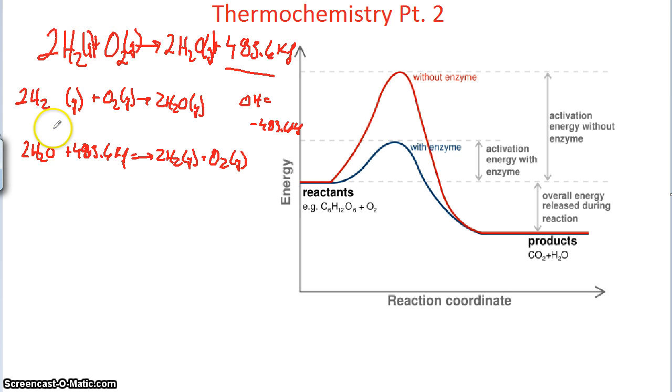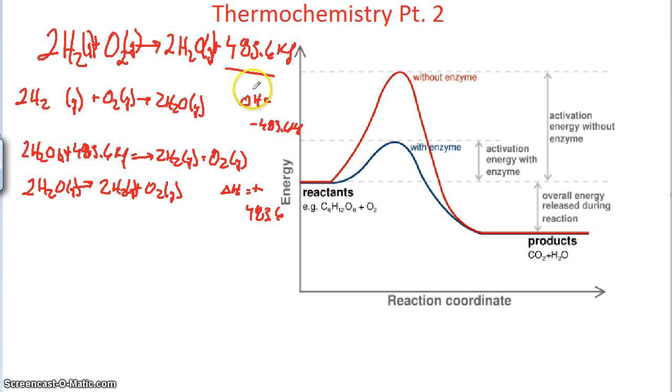Now let me go back to the equation I'm on here. 2H2O plus 483.6 kilojoules produces 2H2 plus O2. If I were to do this in the delta H notation, it's the same equation. I do 2H2O, arrow. I'm sorry, I keep forgetting these states here. This is a gas. This is a gas. Arrow producing 2H2 plus O2, and again, these are gases. And then if I do the delta H on the side, it's going to be positive 483.6 kilojoules.